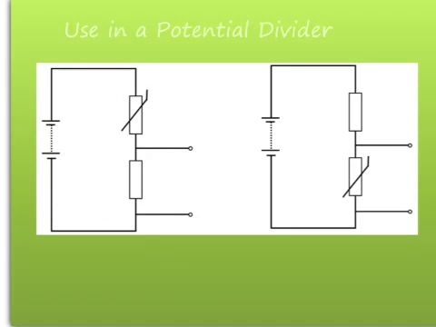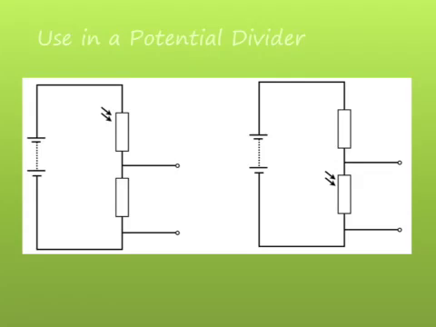So this potential divider, or this one here, same thing, will be sensitive to temperature. We can also use a LDR to replace one of the resistors to make the potential divider sensitive to the amount of light shining on it.